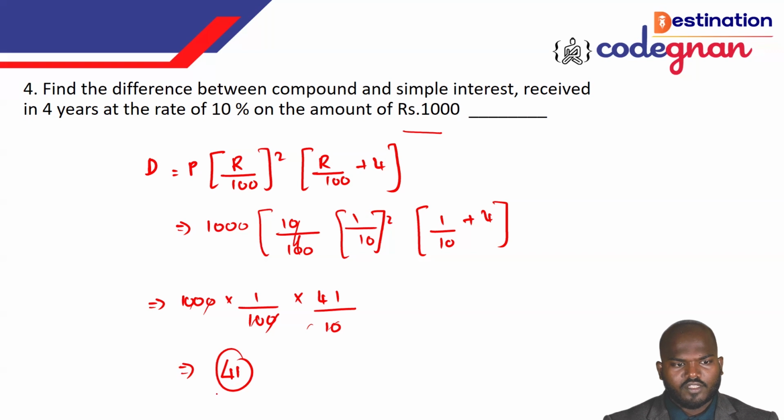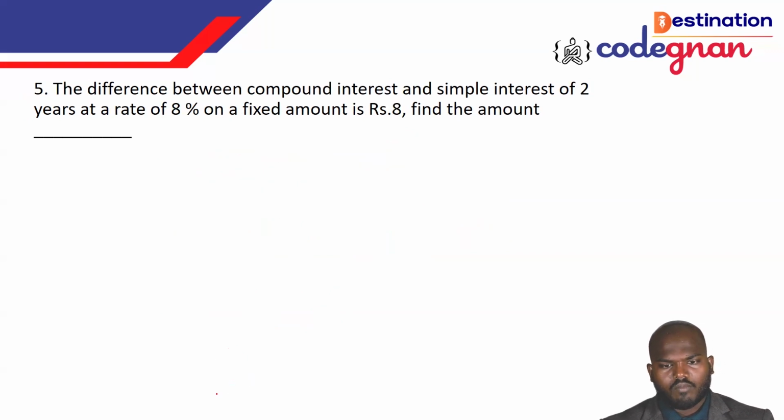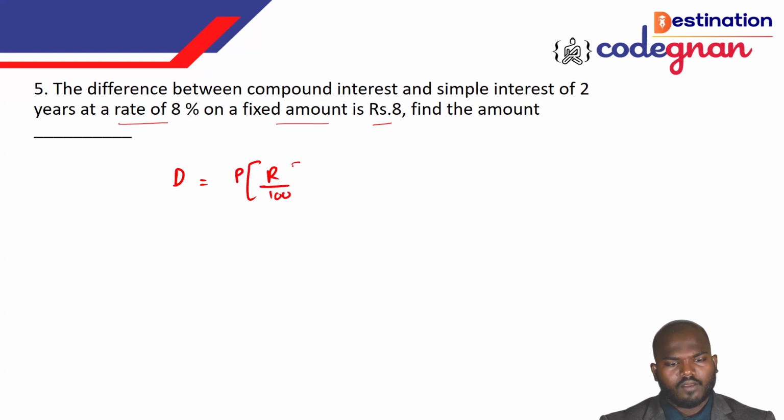Okay. So going for the next question, guys. The difference between the compound interest and the simple interest for 2 years at a rate of 8% on a fixed amount is 8. Find the amount. It is a 2 years question, so we can easily apply that the difference is equal to P times (R by 100) whole square. The difference is 8, the principal we don't know, right? R is equal to 8, and time is 2.